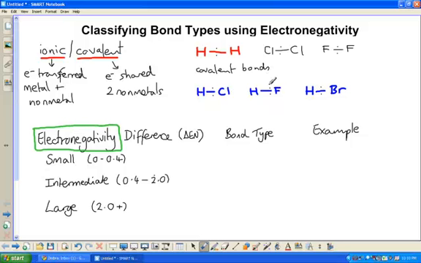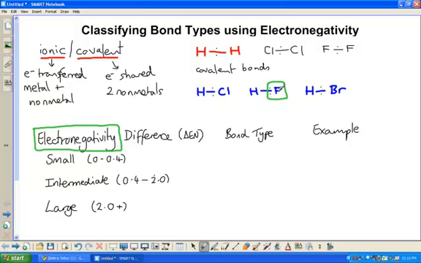Fluorine is the most electronegative element in the whole table. In fact, electronegativity increases left to right and bottom to top in the periodic table, so that's the most electronegative element. What that means is fluorine pulls electrons towards itself stronger than anything else. That's why the electrons in HF are displaced towards fluorine.